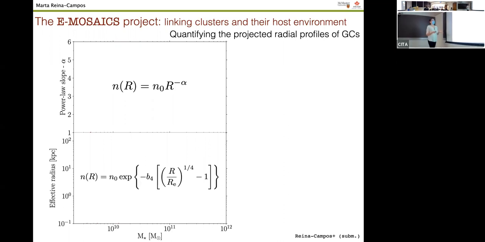The first functional form that I fit is just a power law function, and I'm fitting for the power law slope. And the second one is what we call a de Vaucouleurs profile, which is a Sersic profile that has a fixed index of n equal 4. And so we're just fitting for the effective radius. The combination of the power law slope and the de Vaucouleurs effective radius gives us an idea of whether the distribution is shallower or steeper, and more or less extended. And so I'm going to be showing these two parameters as a function of the stellar mass of the central galaxy.